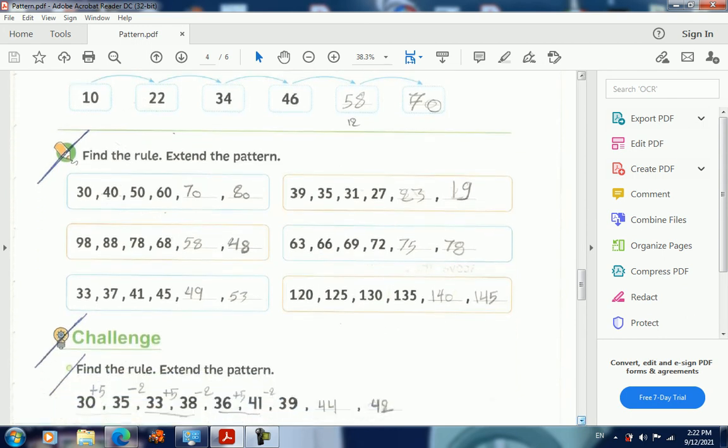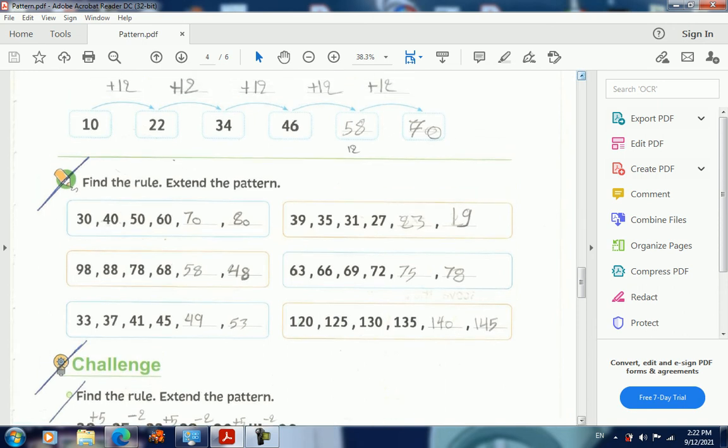Then we go to 10 became 22, then 22 became 34, then 34 became 46. So what happened? This means that the 10 became 22 by adding 12. So the rule is adding 12. So 46 plus 12 is 58, and 58 plus 12 is 70.